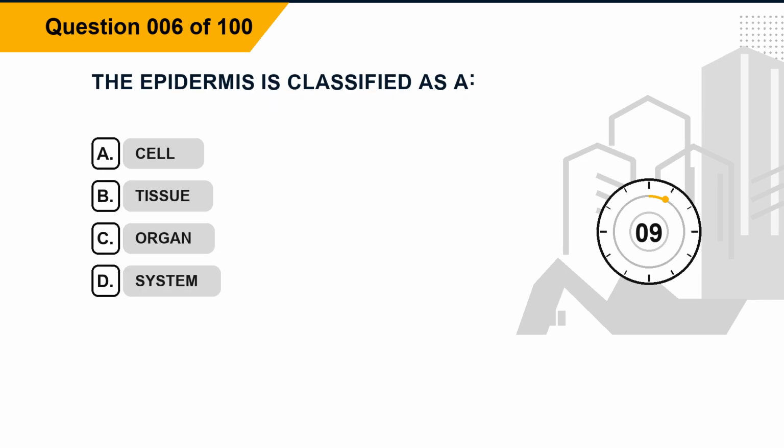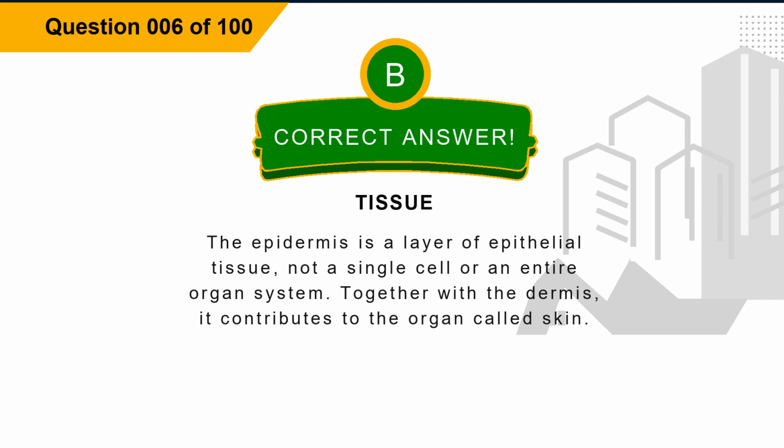Question 6. The epidermis is classified as a blank. Option A, cell. Option B, tissue. Option C, organ. Option D, system. The correct answer is option B, tissue. Explanation. The epidermis is a layer of epithelial tissue, not a single cell or an entire organ system. Together with the dermis, it contributes to the organ called skin.